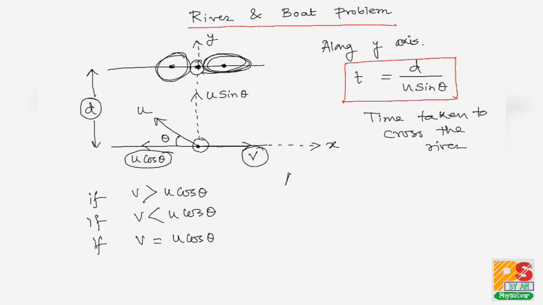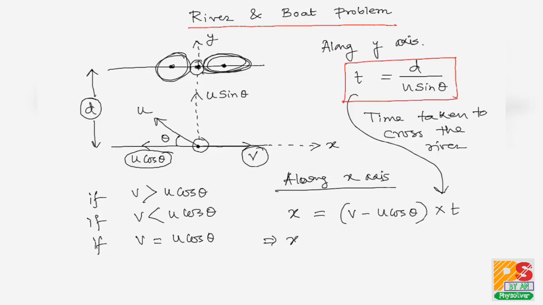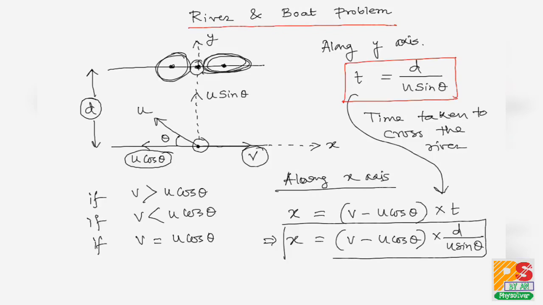Now for the x-axis, suppose v is greater than u cos theta. Therefore, displacement along x-axis will be v minus u cos theta into this time. This is the time. Therefore, x equals v minus u cos theta into d by u sin theta. Here we assume that v is greater than u cos theta. Then the boat will reach somewhere at this point and I consider this distance as x.